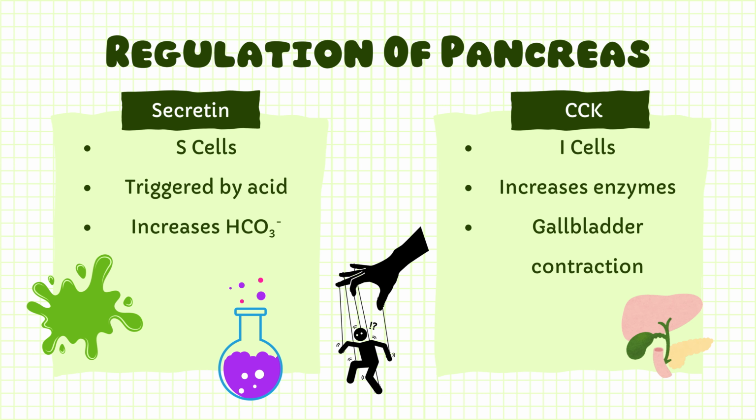And finally, the vagus nerve. Vagal stimulation enhances both enzyme and bicarbonate secretion during the cephalic and gastric phases of digestion. This is part of the parasympathetic nervous system's rest and digest response.